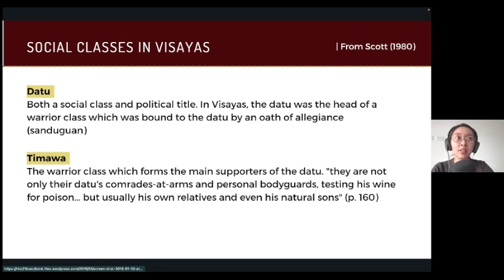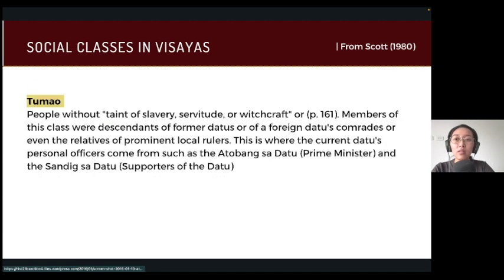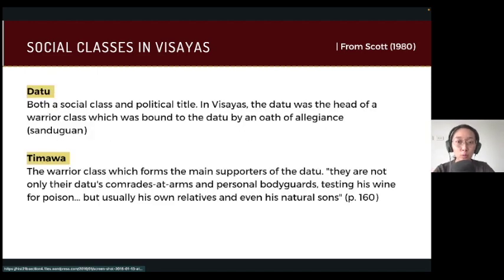In Visayas, you still have the general noble or ruling classes, freemen, and then enslaved class, but we had different terms for this. Now, on the top level, you had the Datu class, which is both a social class and a political Datu. So, all of the people in the Datu class are bound to the Datu by an oath of allegiance or sanduguan. And then you have the Timawa, which is the warrior class. So they also kind of rule in a sense that they are the main supporters of the Datu.